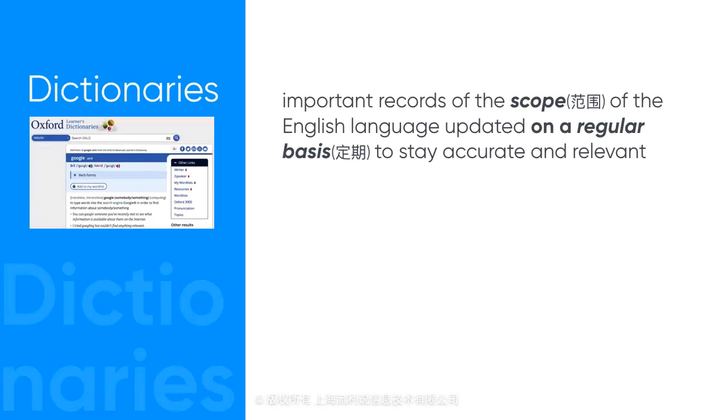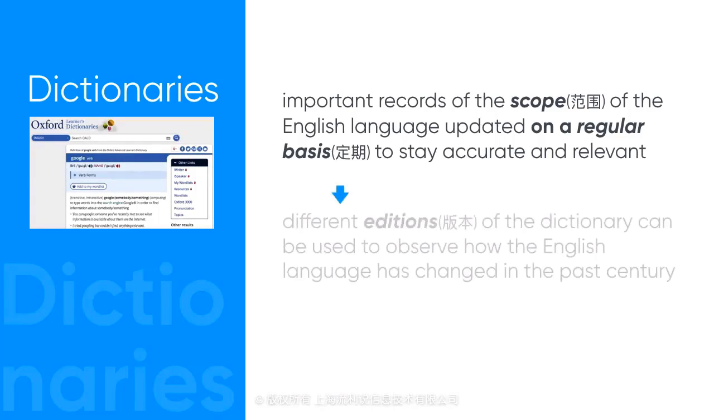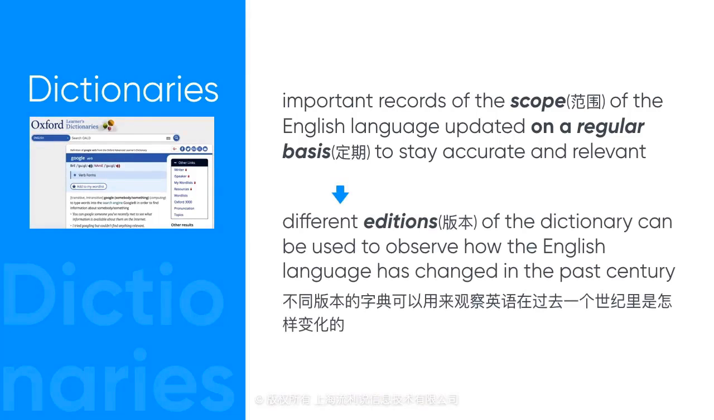Dictionaries are important records of the scope of the English language. They must be updated on a regular basis to stay accurate and relevant. As a result, different editions of the dictionary can be used to observe how the English language has changed in the past century.